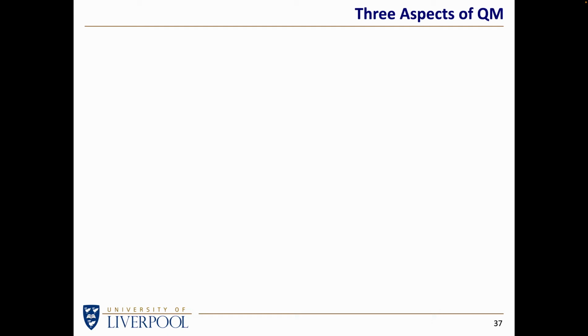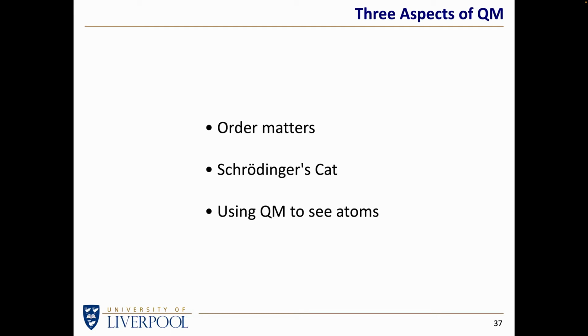Let me go on to 3 aspects of quantum mechanics that give you an idea of just how weird it can be. The 3 things I'm going to talk about are the fact that order matters. I'm going to talk about Schrödinger's cat, which you may have heard of, and I'll be talking about how we can use quantum mechanics to build a microscope that allows us to see atoms.